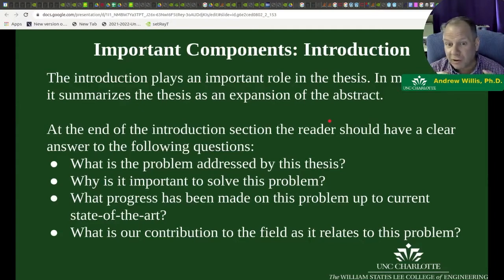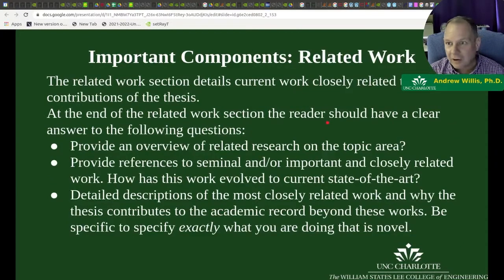These are the critical components. Of course, this is a matter of my opinions here. There's no formula out there for how to write a thesis, but these are what I feel are really important questions to address in the introduction. Are there any questions about the introduction? Okay, I'm going to go on.